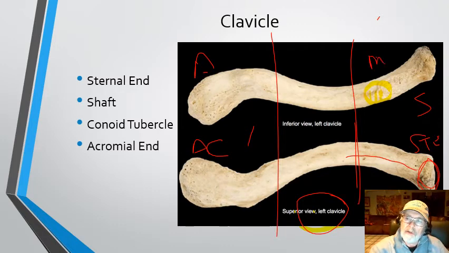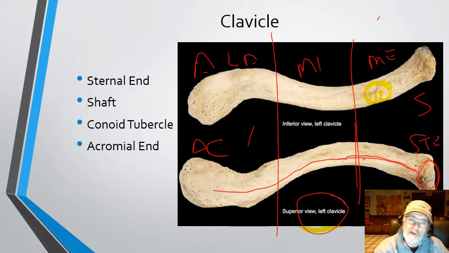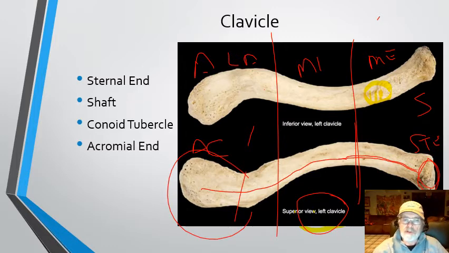Here's the medial, middle, lateral, okay? And you can see how, when it gets to that middle third, it starts to curve posteriorly as it goes laterally. It starts to widen out and flatten out when we get out here at the area of the acromion, okay? So this would be the acromial end over here, and this over here is the sternal end.